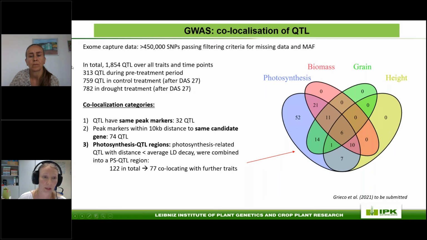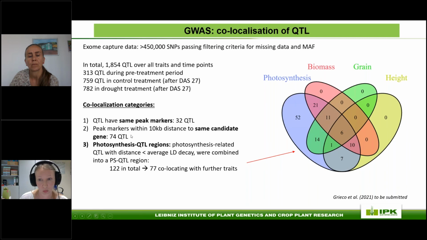And Michele classified them into occurring during the pre-treatment period, so before the drought starts, then QTL appearing after the treatment started, only in the control treatment or only in the drought period treatment.